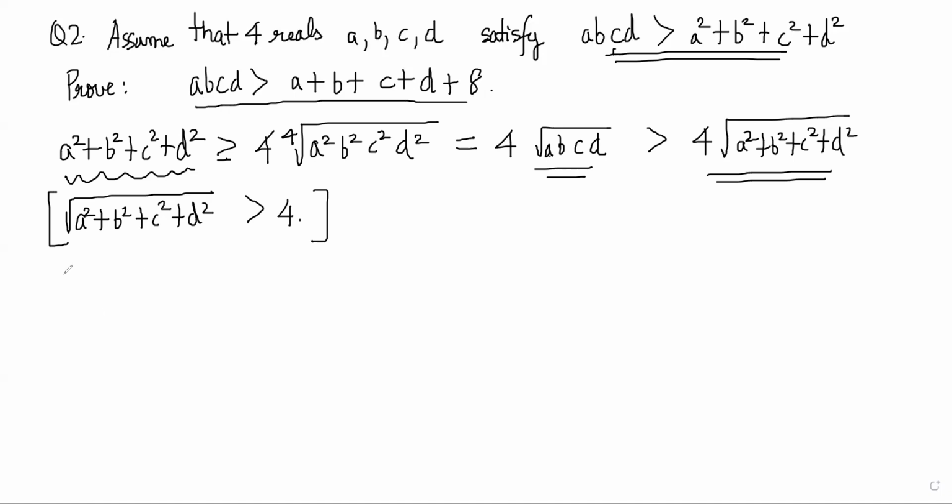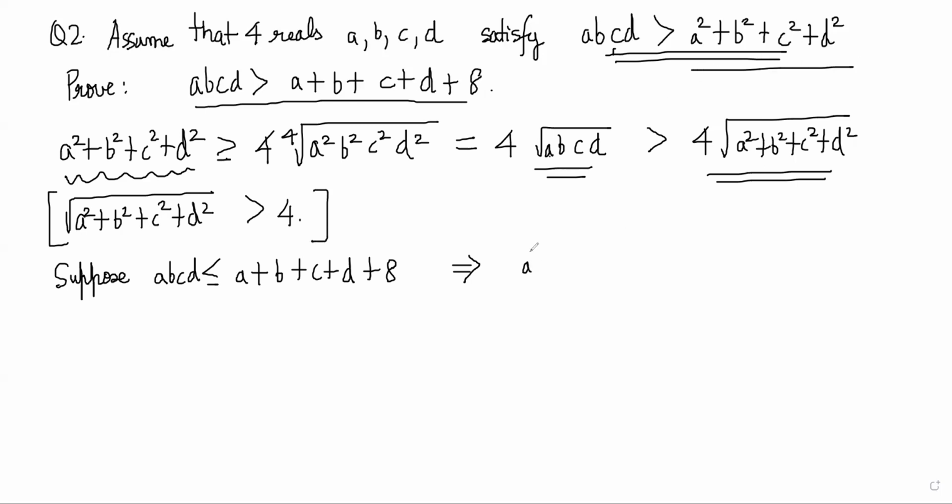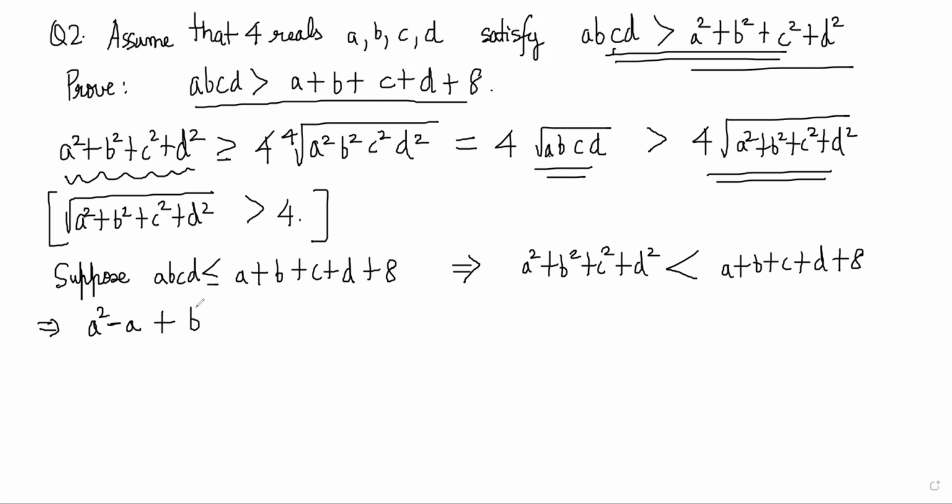Now, in order to prove this statement, let's attempt a proof by contradiction. So we'll assume the opposite. Suppose ABCD is less than or equal to a plus b plus c plus d plus 8. Then this implies, since ABCD was itself greater than the sum of squares, that a square plus b square plus c square plus d square is less than a plus b plus c plus d plus 8, right? So if you simplify this a little and construct quadratics, you have a square minus a plus b square minus b plus c square minus c plus d square minus d is less than 8.